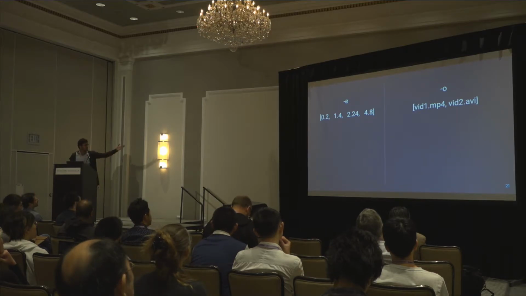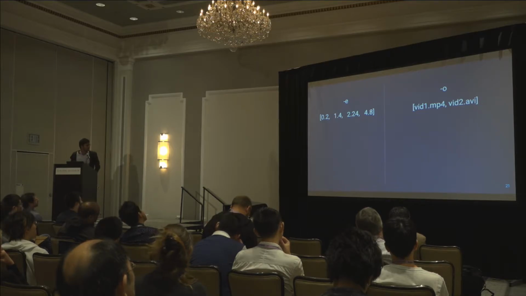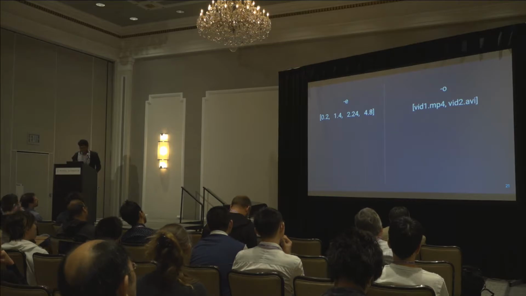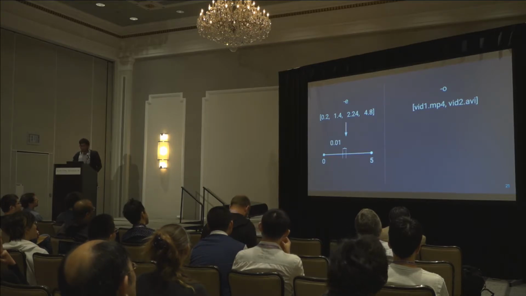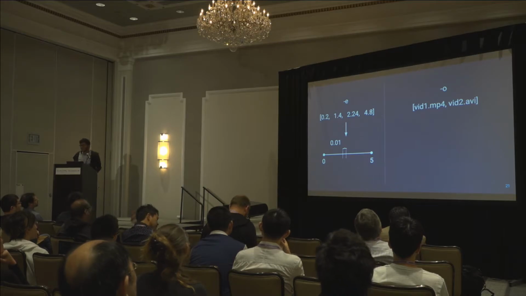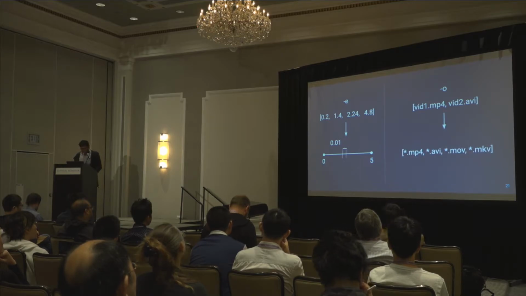Like, for example, if for the -e parameter you give 0.2, 1.4, 2.24 as examples, we know, okay, approximately the value is between 0 to 5 with a step count of 0.01, right? And if you start giving video1.mp4, video2.avi into the input, okay, we know, sure, so you're trying to pass some file of type video.